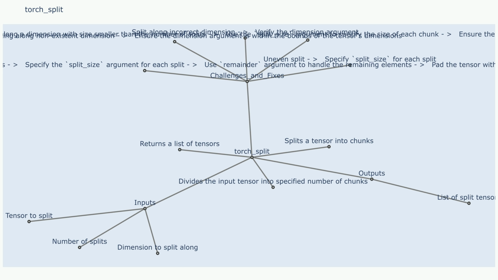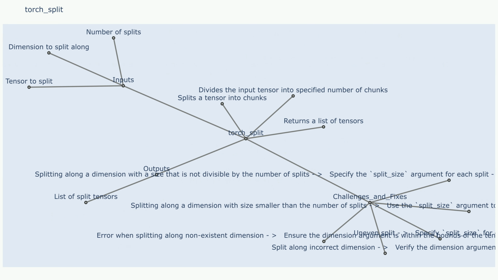torch.split. Description. The torch.split function divides a tensor into multiple subtensors along a specified dimension. It provides a flexible way to partition data for parallel processing, data analysis, or model training.